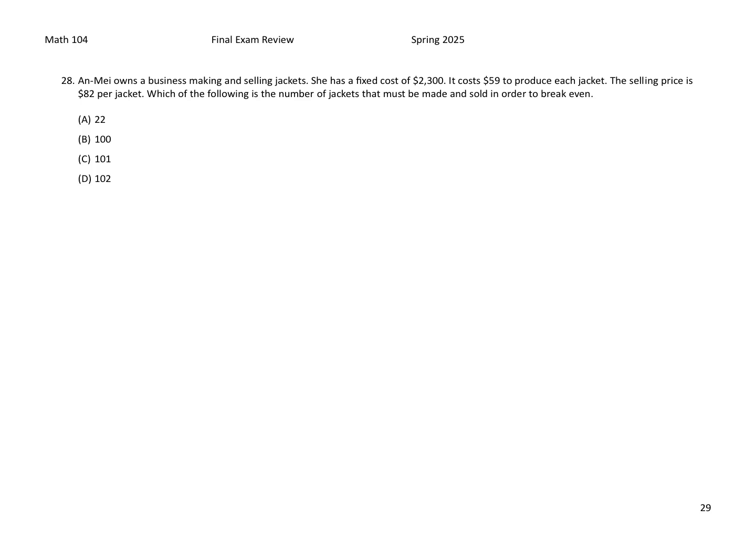Aunt May owns a business making and selling jackets. She has a fixed cost of $2,300 and it costs $59 to produce each jacket. Okay, so her costs are 2,300 plus $59 per jacket. So let's call this 59x.